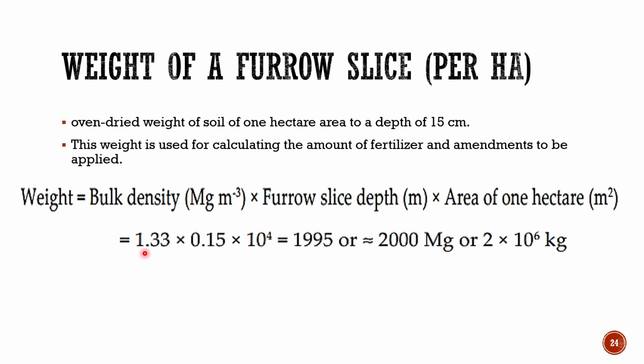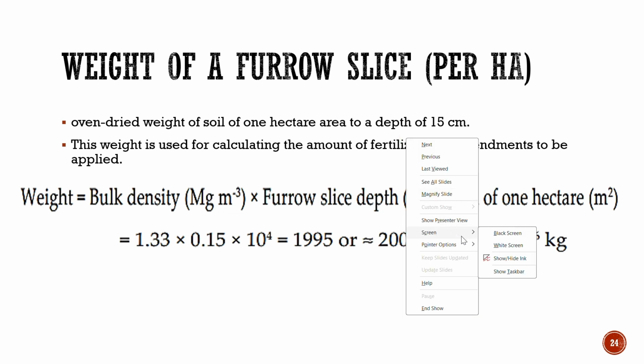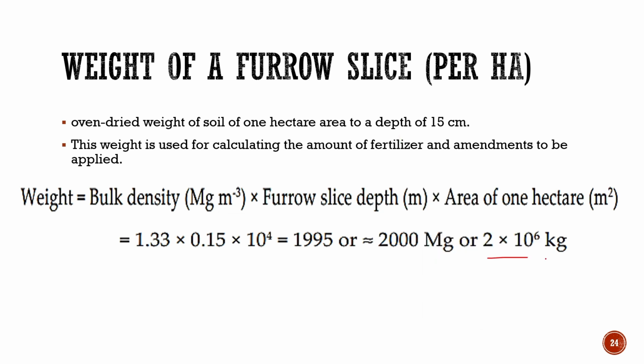So bulk density we will use 1.33. Then furrow slice here is 15 centimeter, that is 0.15 meter. Then area of 1 hectare. 1 hectare means 10,000 meter square, that is 10 raised to 4. So we will get 1,995, so approximately 2,000 megagram. That is 2 into 10 raised to 6 kg. So this is the weight of furrow slice, 2 into 10 raised to 6 kg. This is important with regard to the problems.